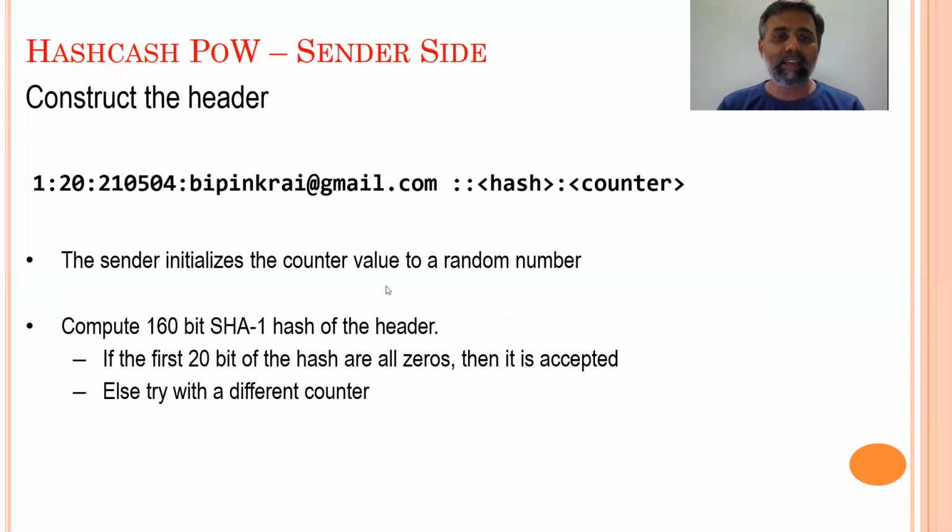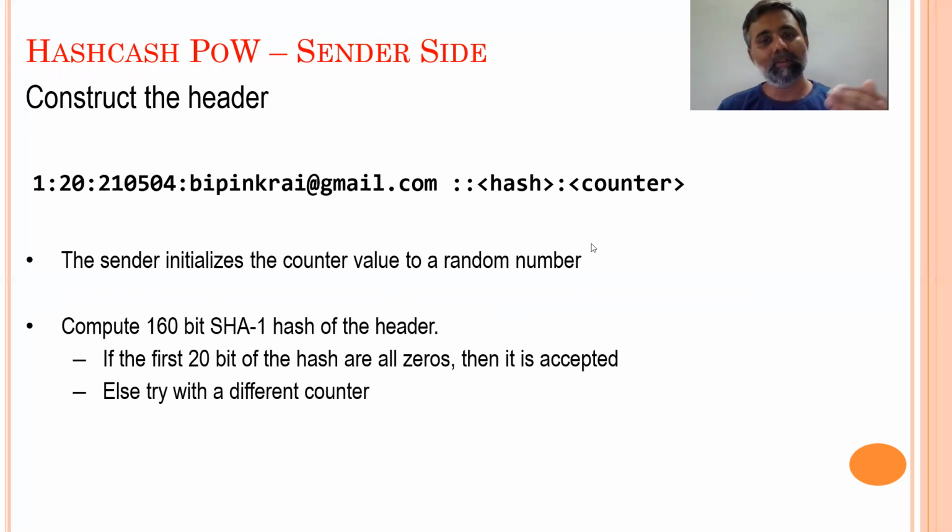The sender initializes the counter value to a random number. Any random number can be initialized by the sender. And the sender will compute, suppose, the 160-bit SHA1 hashing algorithm over the header. If the first 20 bits of the hash are all 0, then it is accepted. Otherwise, use a different counter value and try again.